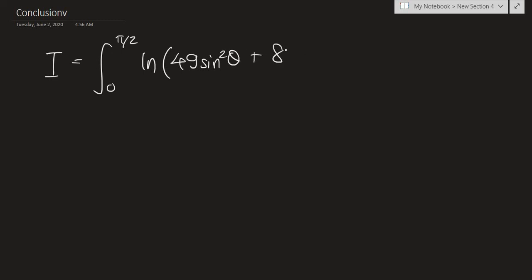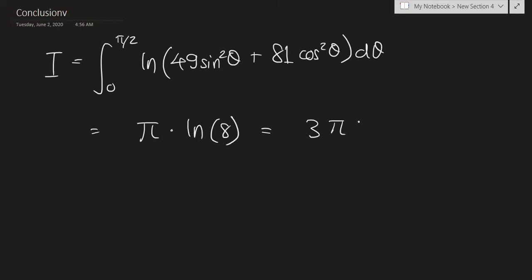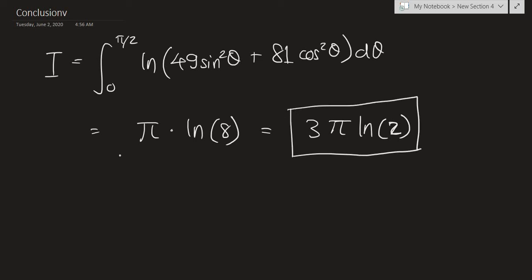And finally, for the sake of completion, we have I equal to the integral from 0 to pi over 2 of the natural log of 49 sine squared theta plus 81 cosine squared theta d theta, that is just equal to pi times the natural log of 8, which you can express as 3 pi times the natural log of 2, because 8 is 2 cubed, you can bring the power down. And basically we used a multivariable extension to our Leibniz rule or Feynman integration technique, and we obtained this answer because we dealt with 2 parameters instead of 1.